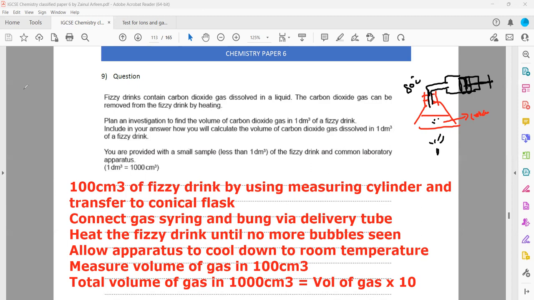And we simply use the ratio. For example, if 100 cm cube of a fizzy drink contained 2 cm cube of gas, then in 1000 cm cube there will be X, cross multiply. Actually it will be 10 times, because 100 into 10 is 1000, so the volume will also be 10 times. So this will be 20. This is just an example. Is it clear?